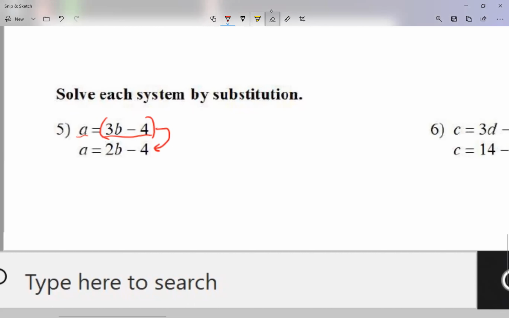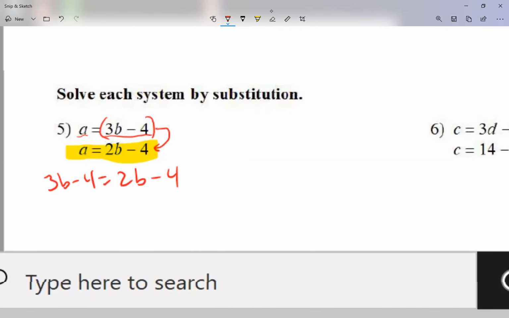So let me rewrite the second equation, but instead of A, I'm going to write 3B minus 4. So I get 3B minus 4 is equal to 2B minus 4. I rewrote the second equation, but instead of A, I wrote 3B minus 4 because I was told on the first equation that that's what A is equal to. If you notice, I wanted to write everything in terms of one letter. That's really what I wanted to do. So everything is in terms of B, so let me solve for B.